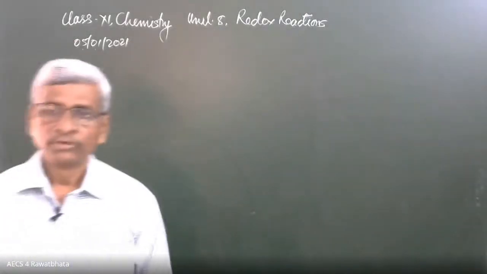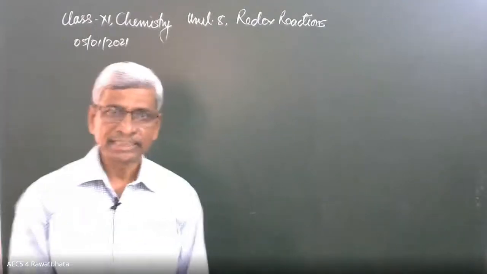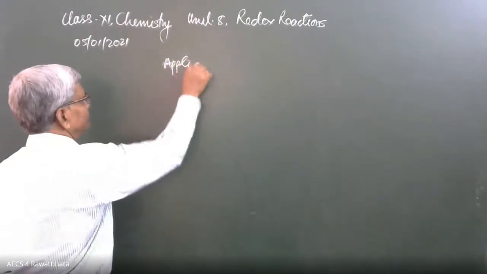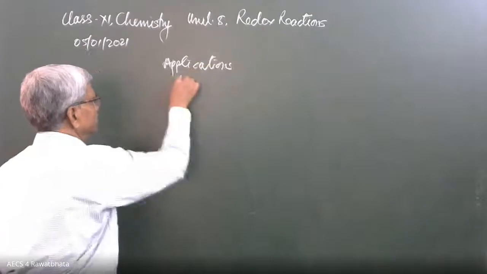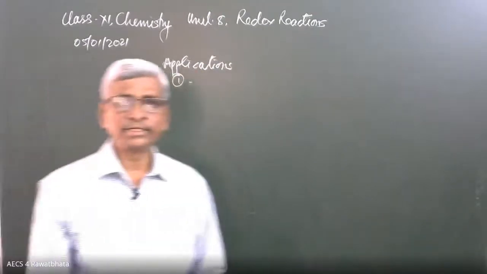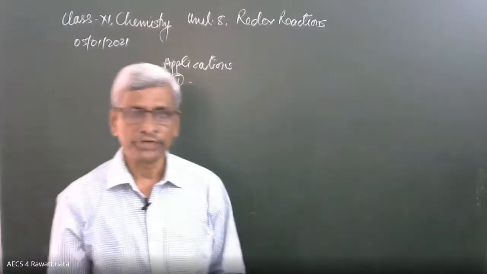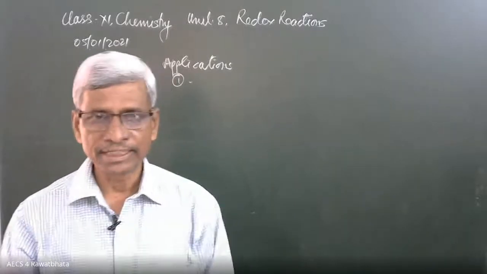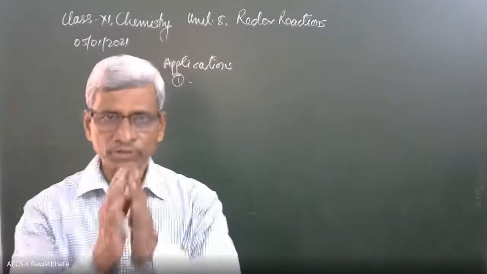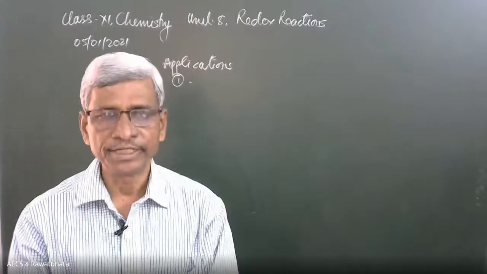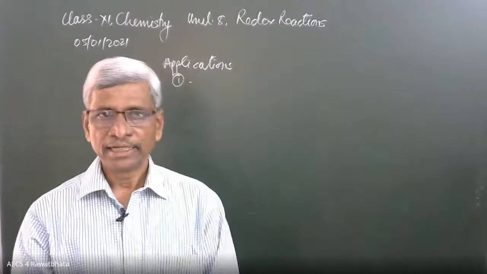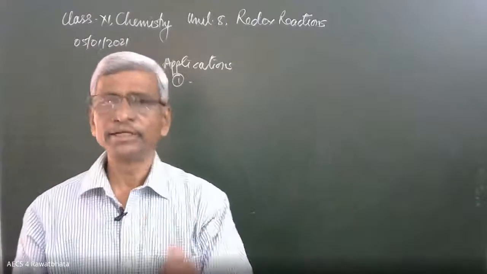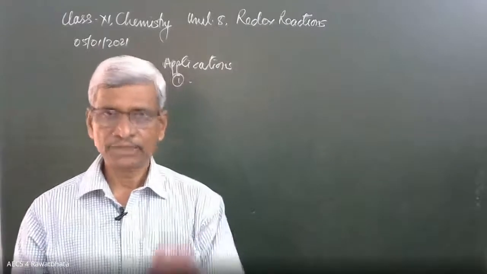What are the different applications of oxidation number? The one application is we can decide the oxidation half reaction and reduction half reaction on the basis of change in oxidation number. If oxidation number increases, the process is oxidation, that is the oxidation half reaction. If it decreases, it is the reduction half reaction. On that basis, we decided oxidation, reduction, oxidizing agent and reducing agent in the previous examples. This is one application.